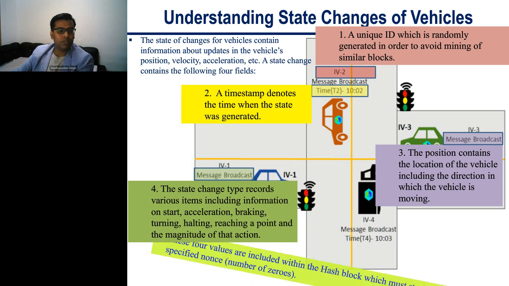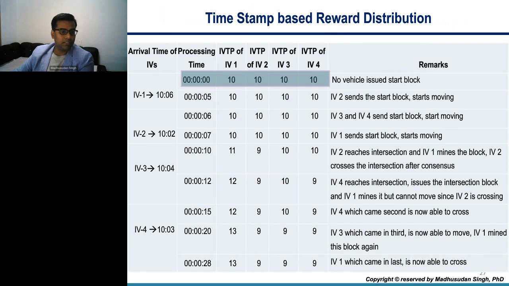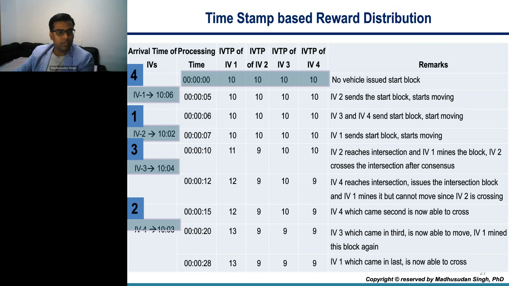So these four values are included within the hash block, which must start with a specific nonce, that is, a number of zeros. For example, this happens when all these vehicles are coming into the intersection. There is the first vehicle, the second vehicle, and so on. IV1 works as a miner, and it will provide the list of which vehicle is coming into the intersection first, based on the message receiving times. Based on that, they will provide a table of which vehicle is going to move.